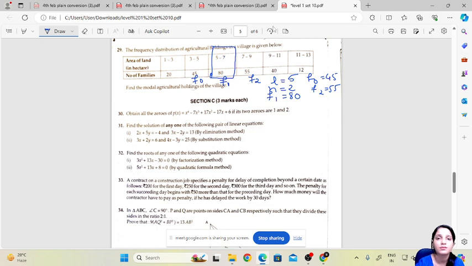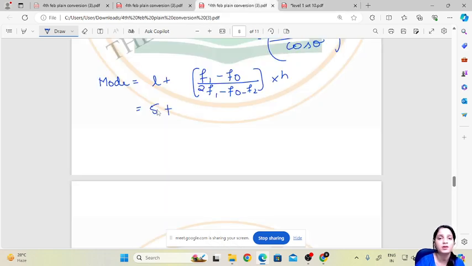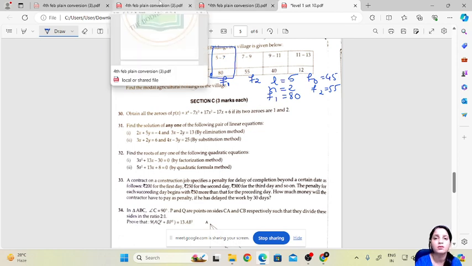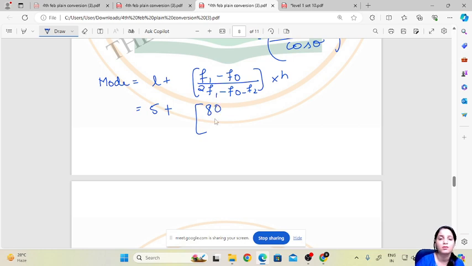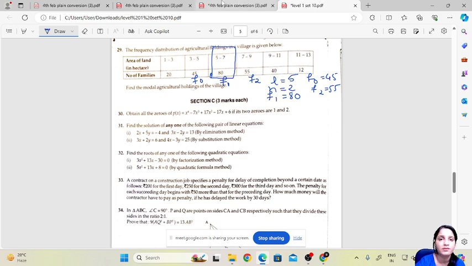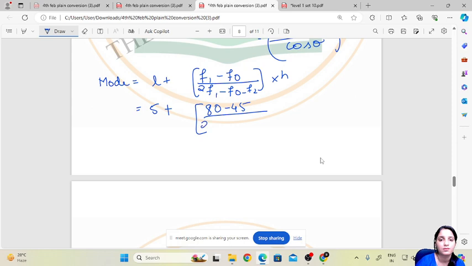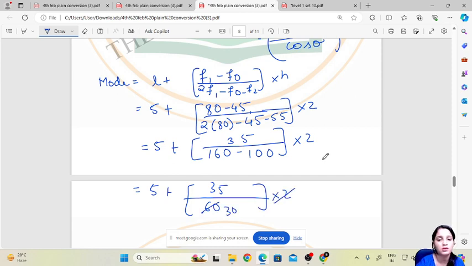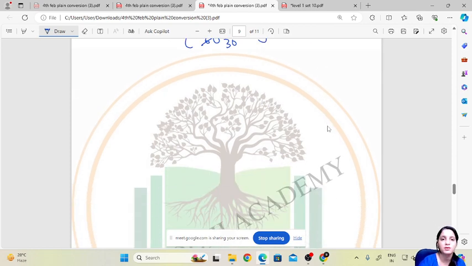Okay, then just substitute here. 5 plus F1 is 80, then F0 is 45, minus 55, into H is 2. 5 plus 80 minus 45 is 35, upon 160 minus 100, into 2. 5 plus 35 upon 160 minus 100 is 60, into 2. 2 3s are 6, 35 upon 30, you will get 7 upon 6 when you cancel.